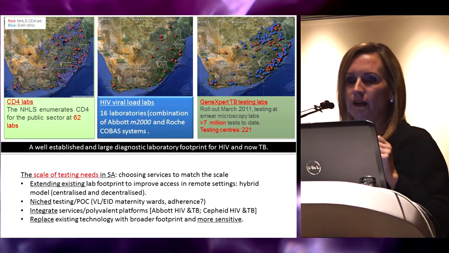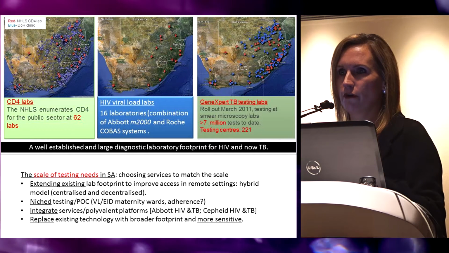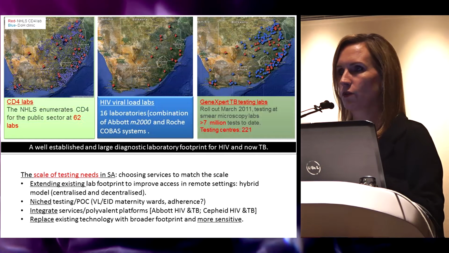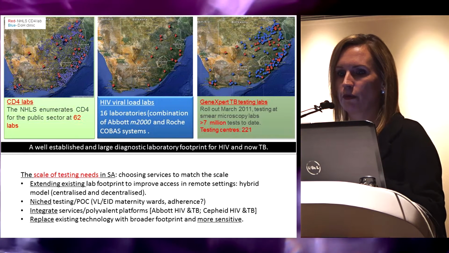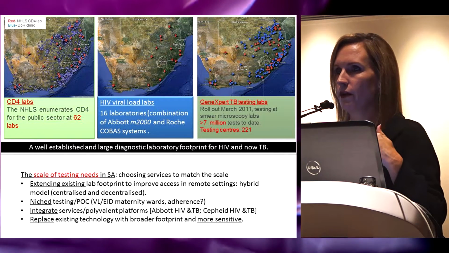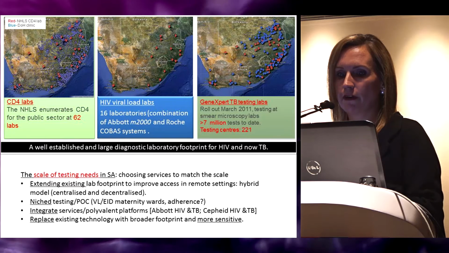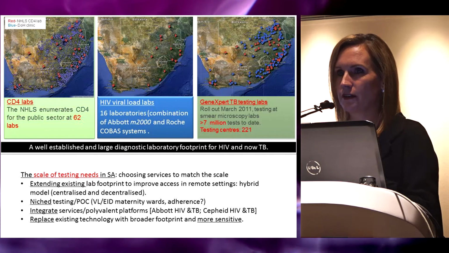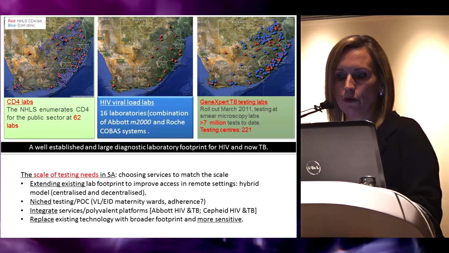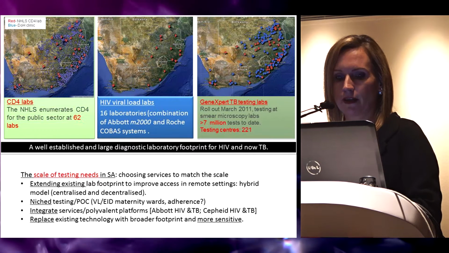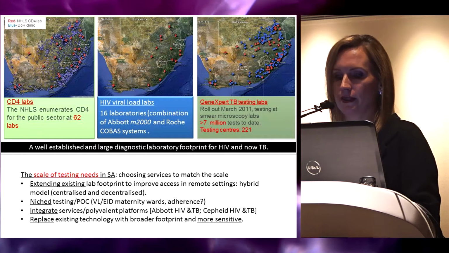So just to give you an idea, and this is based on an HIV program, when you implement any type of diagnostic program in your country, you must look at the model that it is intended for. You've got to look at the prevalence of your disease and the application of where it's going to be situated. So you can have very low, very high centralized labs, and then you could go to HIV viral load labs where it's sort of semi-centralized, and then you can do decentralization like our Xpert program. So you need to choose a service that matches your scale, and you need to extend your existing laboratory footprint to improve the access of those in remote settings.